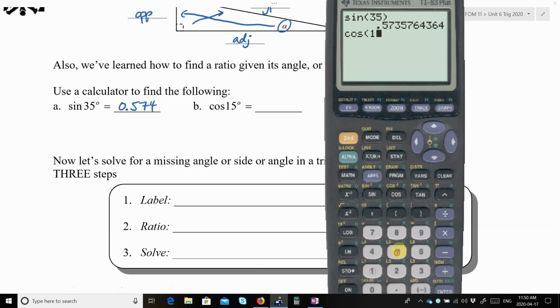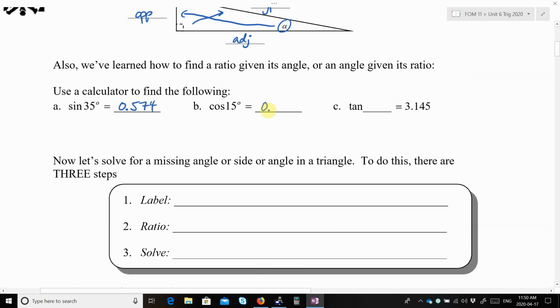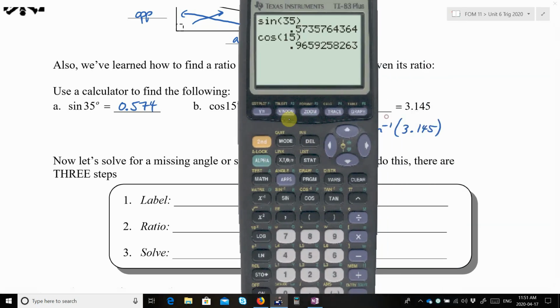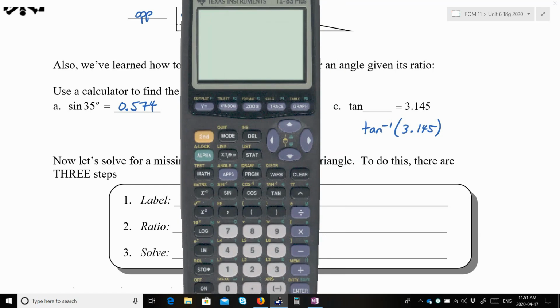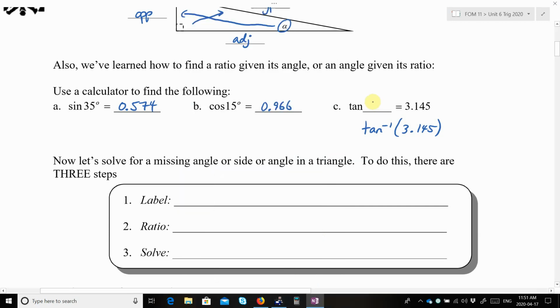Cos 15 is 0.966. And tan of what angle is equal to 3.145? To get the angle, you have to go tan inverse of the ratio that's over here. So I'd have to go shift tan, 3.145, and I get an angle of about 72 degrees. So let's just write in there 72 degrees.